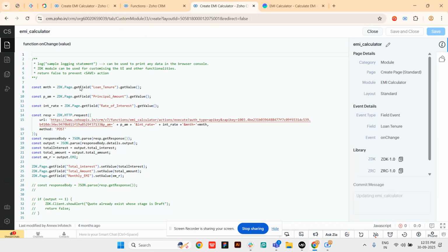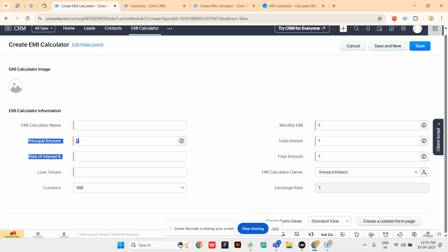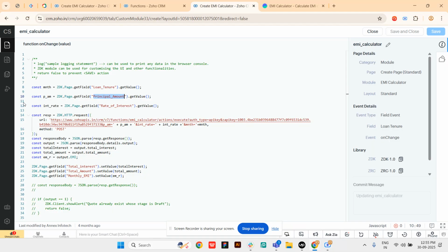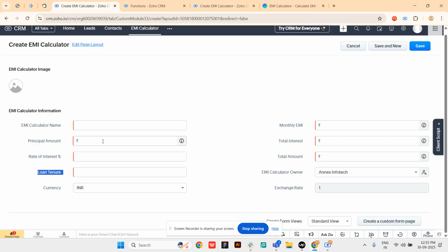which I have kept these three fields here, and after that, I have created an API key for that. And after that, I have run a JSON script here, and from these three fields, I'm fetching the values. So let me show you how it is working.